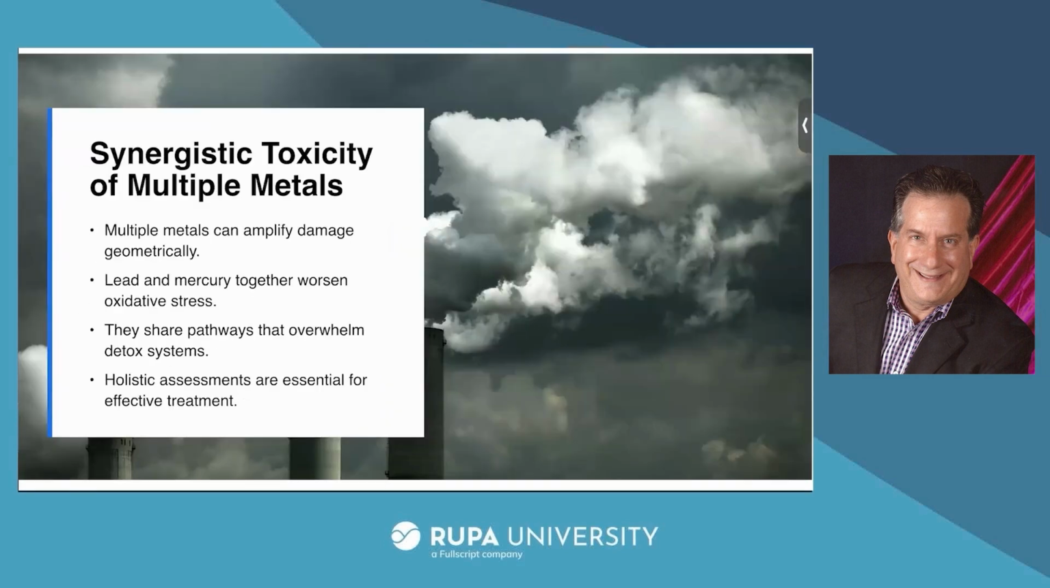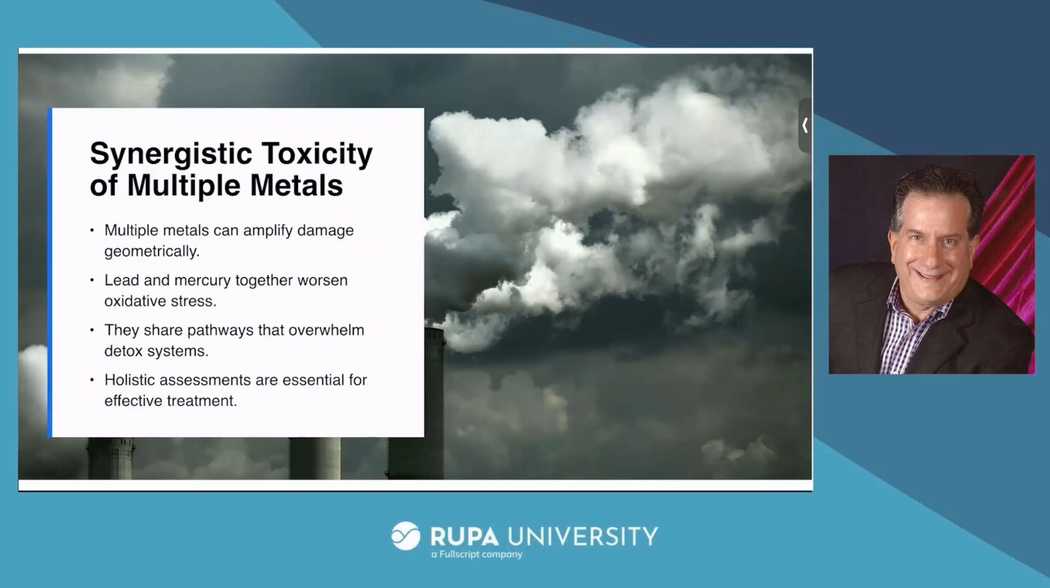Let's talk about synergistic. Let me make this clear. I already said that 1 or 2 metals don't have to be very high in their amounts. That's not important. Even a little bit is very toxic, but it's not additive. You have lead, titanium, and gadolinium. It's not 1 + 1 = 3. This is geometrically increased. They become extremely more toxic. A good example is lead and mercury put together worsen oxidative stress. Let me give you one other example so I can underscore this.